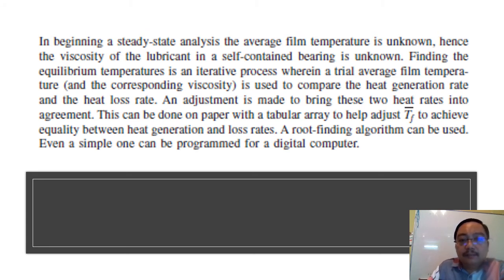In the beginning, in a steady state analysis, the average film temperature is unknown. Hence, the viscosity of the lubricant in a self-contained bearing is unknown. Finding the equilibrium temperature is an iterative process wherein a trial average film temperature and corresponding viscosity are used to compare the heat generation rate and the heat loss rate. Adjustment is made to bring these two heat rates into agreement. This can be done on paper with a tabular array, with the help of TF, to achieve equality between heat generation and heat loss. A root finding algorithm can be used; even a simple one can be programmed for a digital computer. It is the same as the previous lengthy video, the 1 hour video on Raimondi and Boyd charts.